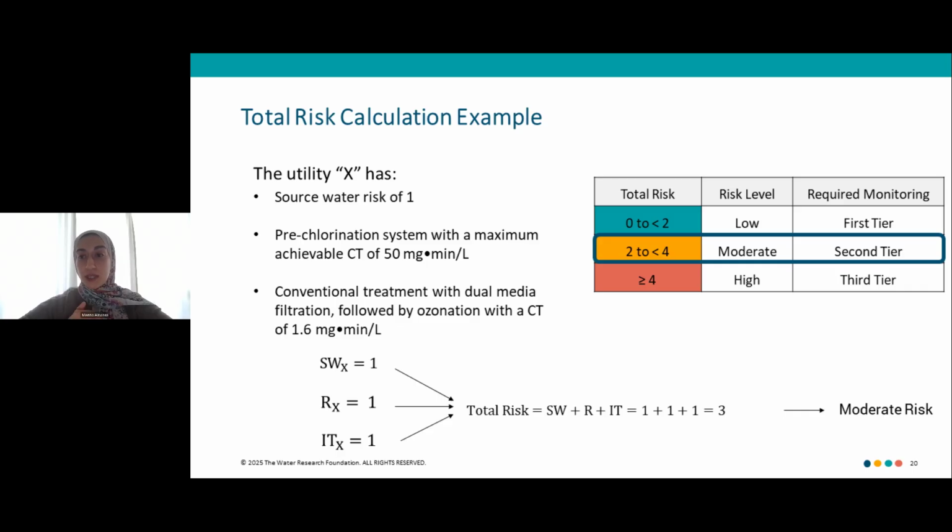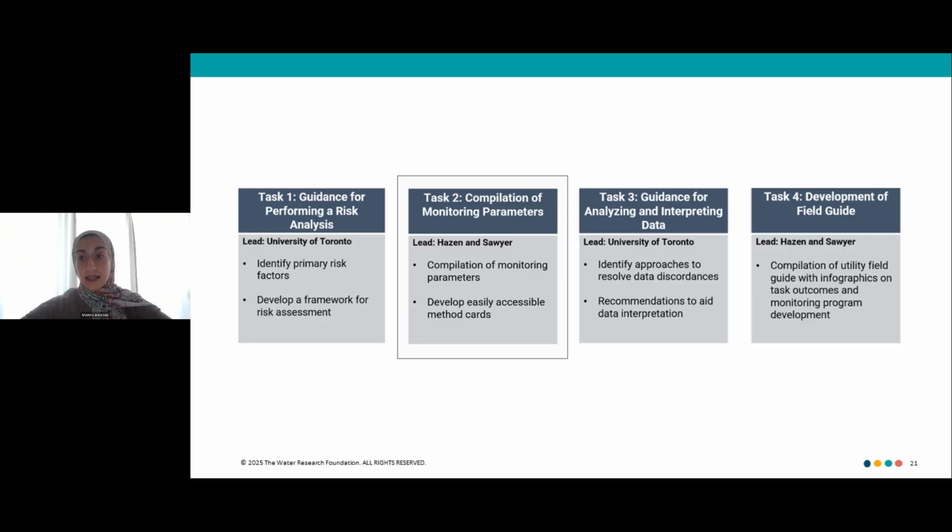So now that we have quantified each of the risk categories, all we have to do is accumulate them in order to get to the total risk that we have at the utility. With that, we can see that this utility scored in a moderate risk level, and so it requires second-tier monitoring. And now I'll move it to Sushira to talk more about that risk level and how it reflects into the response plan and the monitoring tools required.